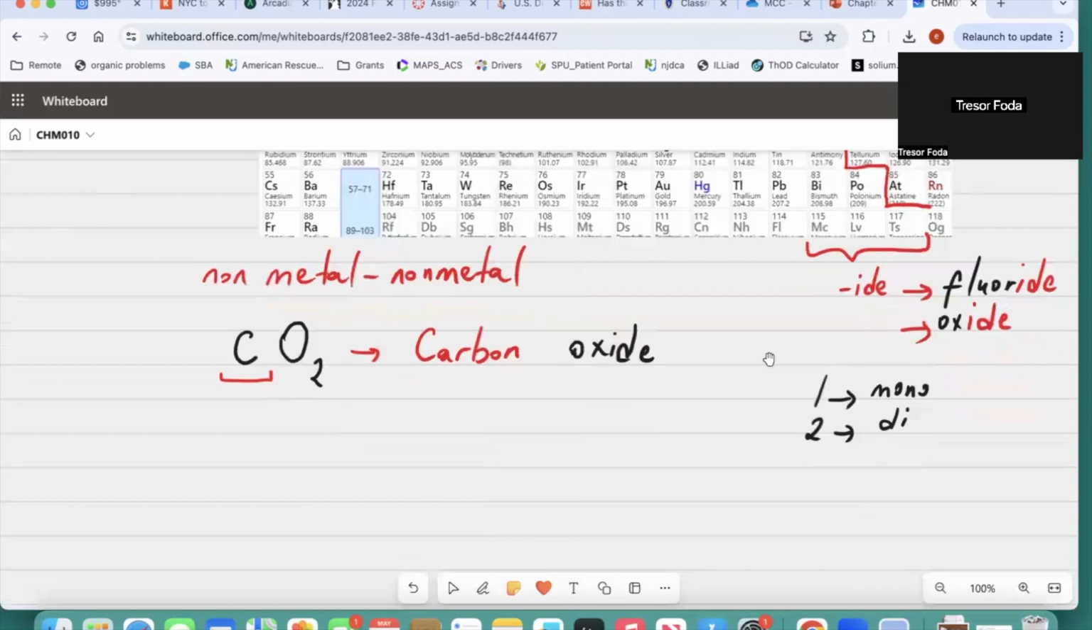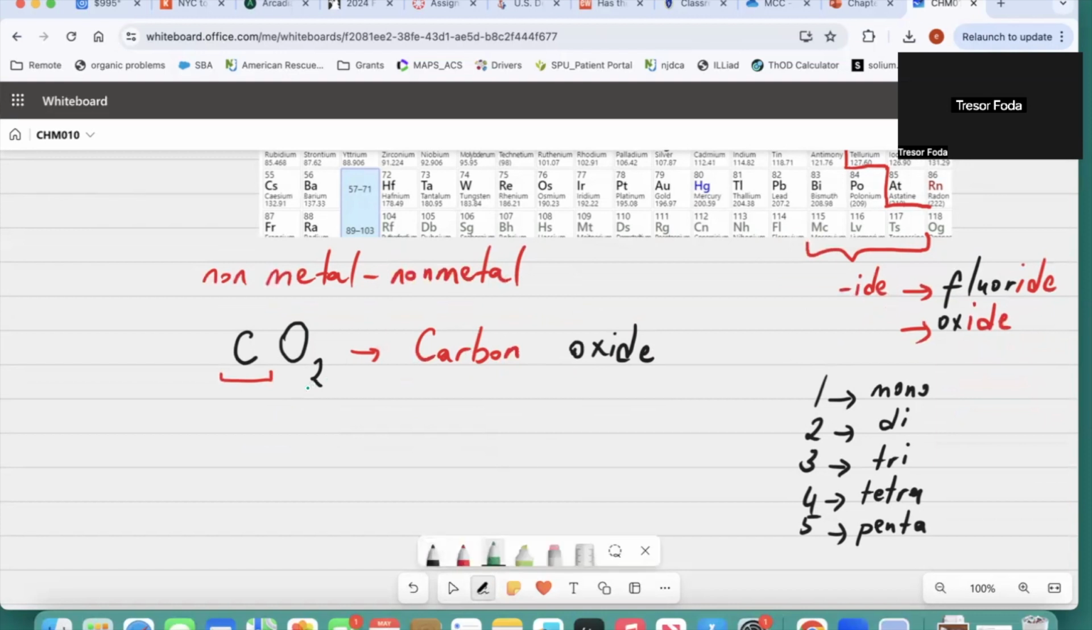If you have 3, tri. If you have 4, tetra. 5, penta. I think this will be enough for now. Again, you need to memorize this, but it's not so bad. So now we have to add this here. Since you have 2 of them, you have to put the di here, so it will become carbon dioxide.